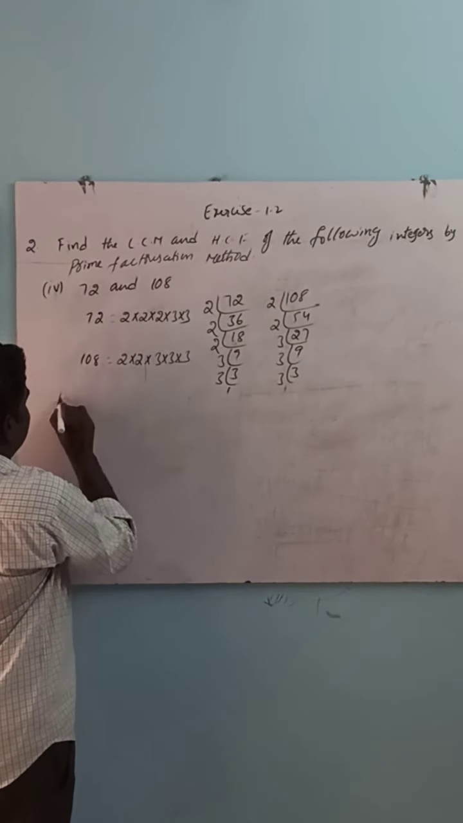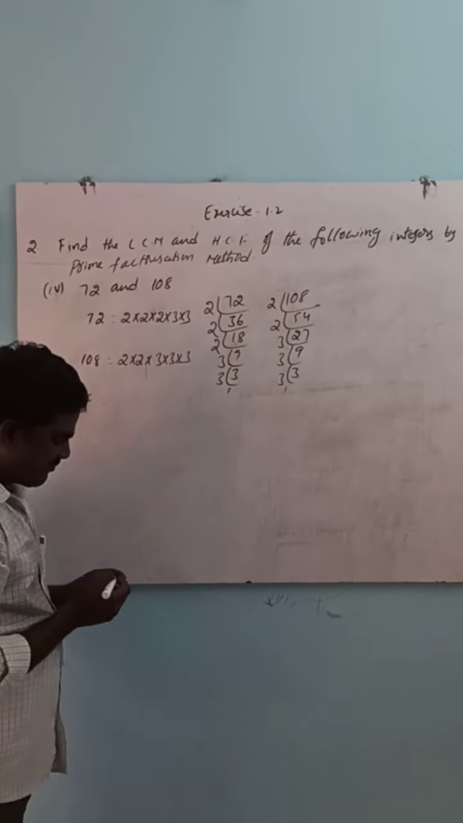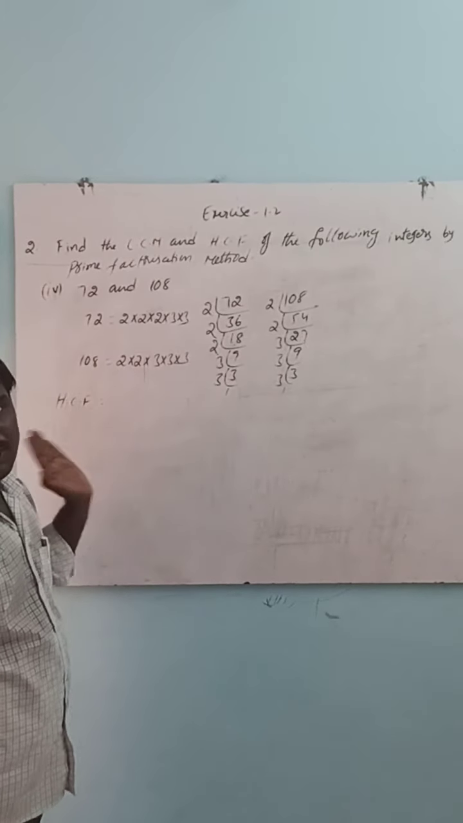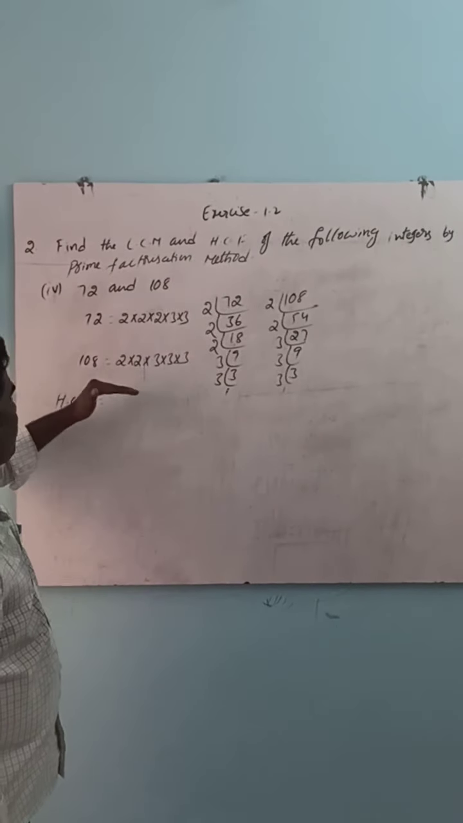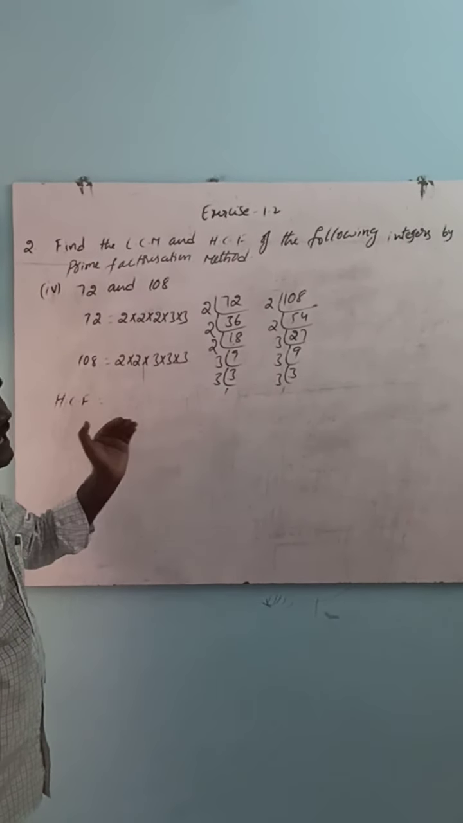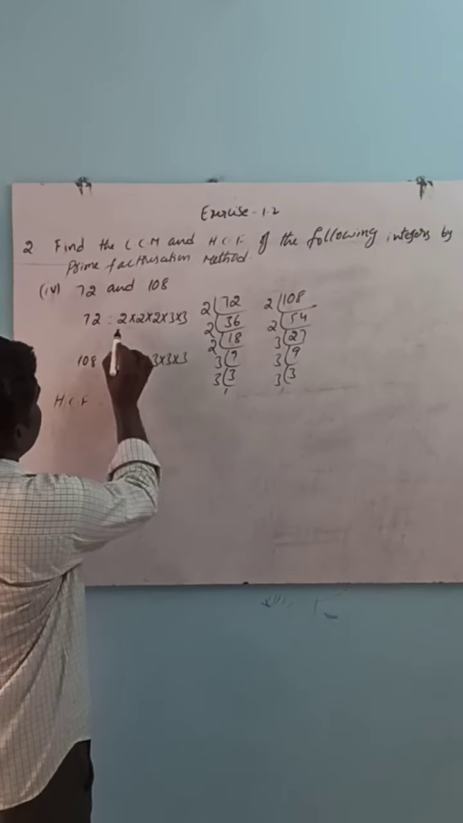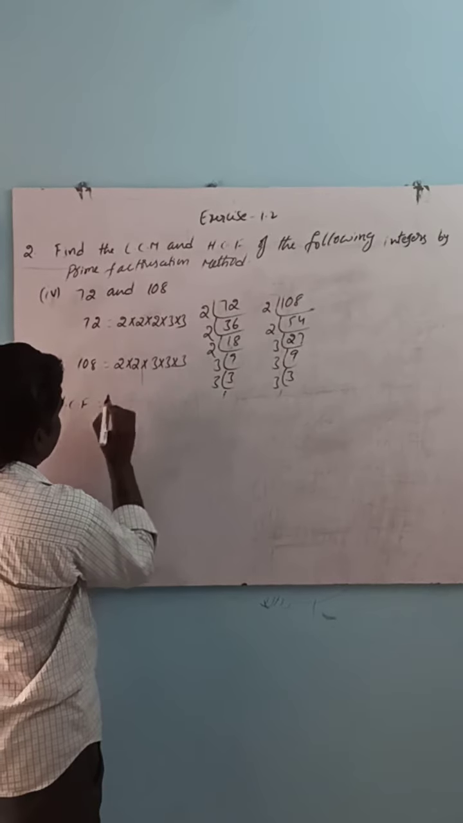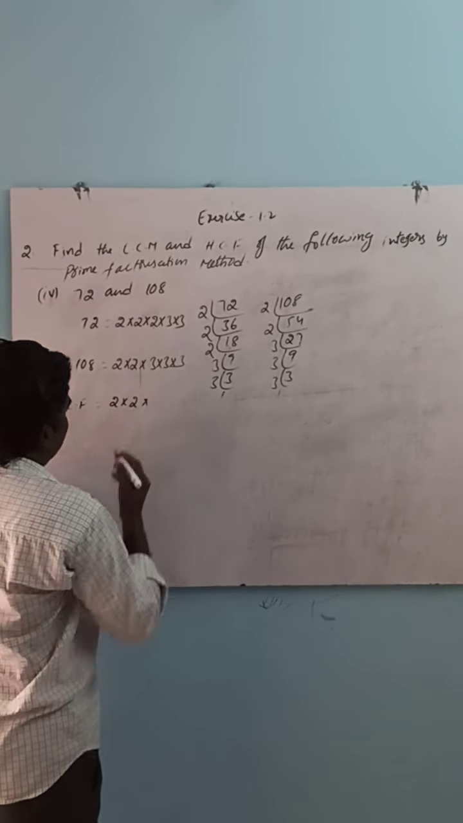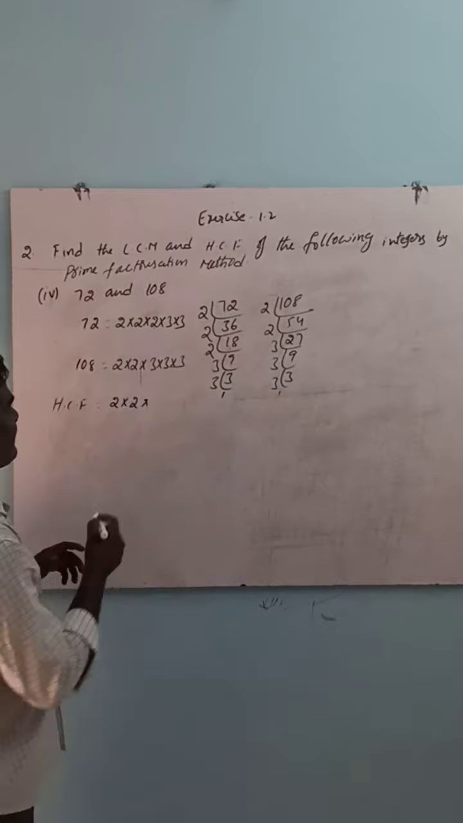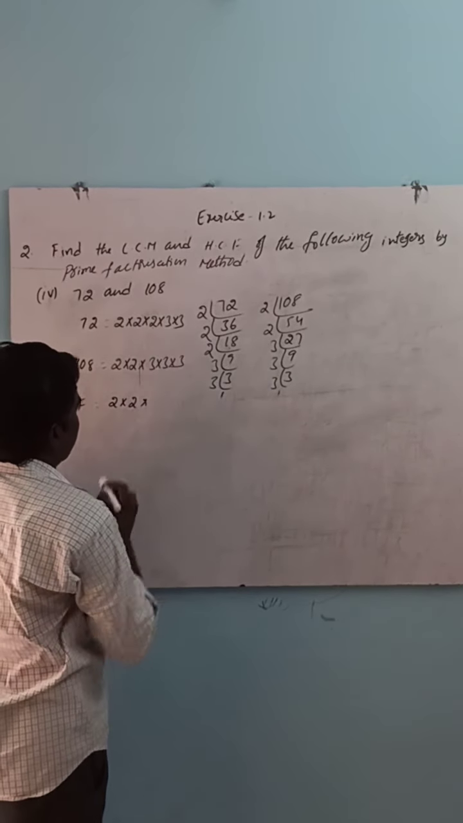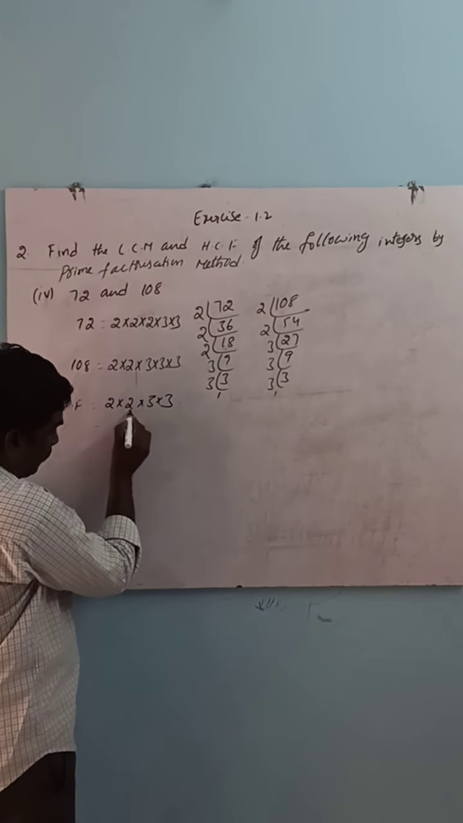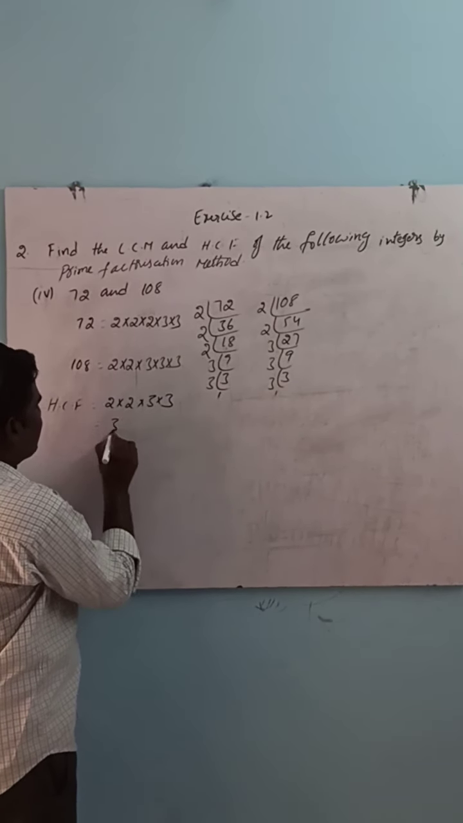So first, the HCF. What is the HCF in the prime factors method? Take the common least multiple factors. In these two numbers, what are the prime factors? 2 and 3. Here 2 is multiplied how many times? 3 times. Here 2 is multiplied how many times? 2 times. So the least is 2 times of 2. Next common factor is 3. Here 3 is multiplied how many times? 3 times. Here 2 times. So the least is 2 times of 3. So 2 2s are 4, 4 3s are 12, 12 3s are 36.